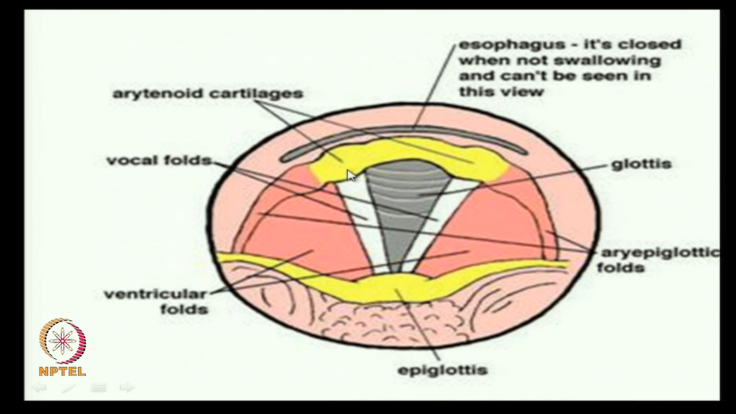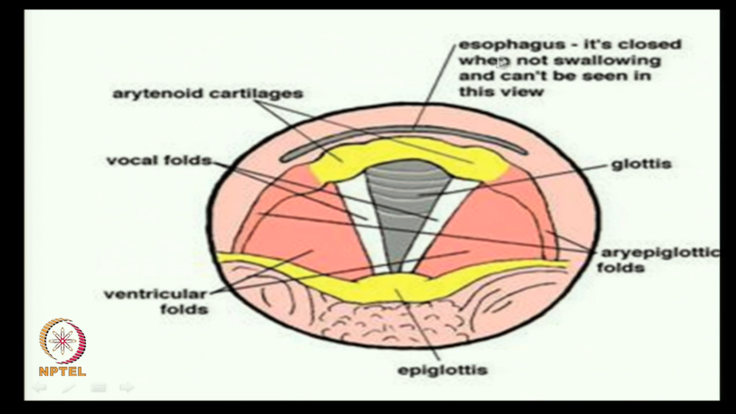Can you see the arytenoid cartilage there? Everybody, please. Yes or no? Yes, sir. Mark its spelling. Arytenoid is a Greek word. It looks like a ladle. And in Greek, it meant ladle-like.